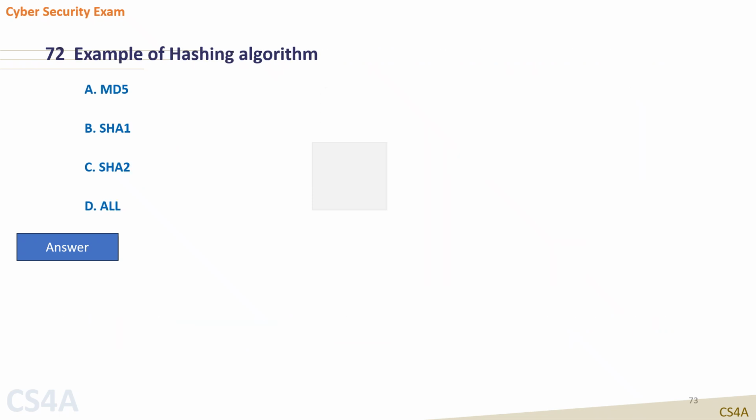So here the question is, the example of hashing algorithm. MD5, SHA-1, SHA-2, all. So all the three are hashing algorithms. So the answer is D.